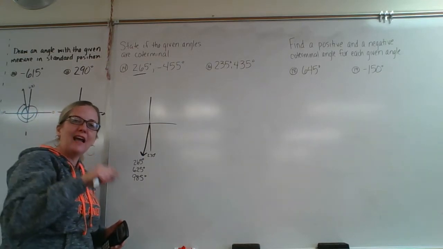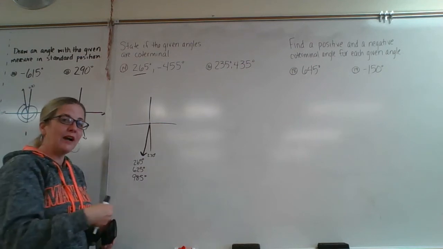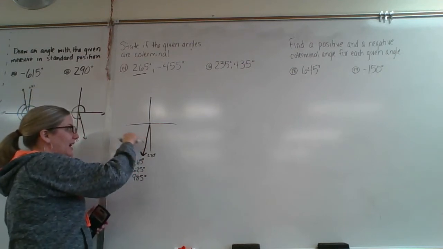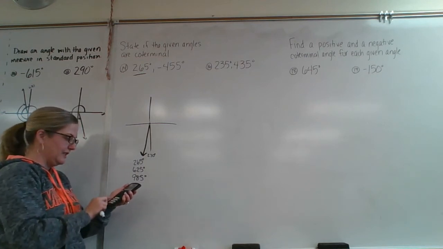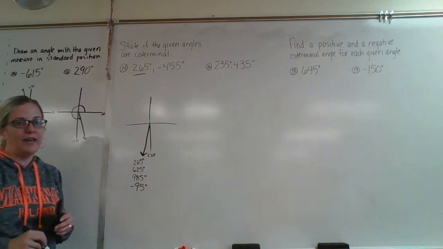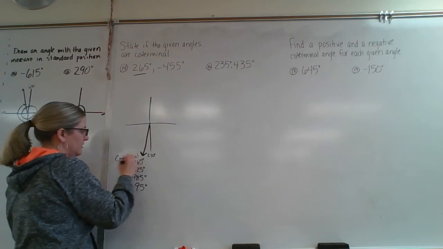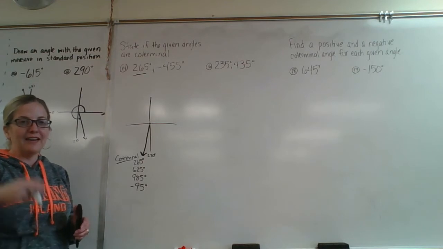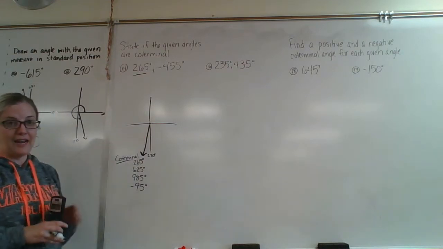What if I rotated the other direction, though? Instead of adding 360, what would I do? I would subtract 360. So let's find another coterminal angle. If I had rotated the other direction, starting with 265, subtract 360, negative 95 degrees is also a coterminal angle. This is a list of coterminal angles because they all share the same terminal side. And how do I find that? I add or subtract 360 from my starting angle.